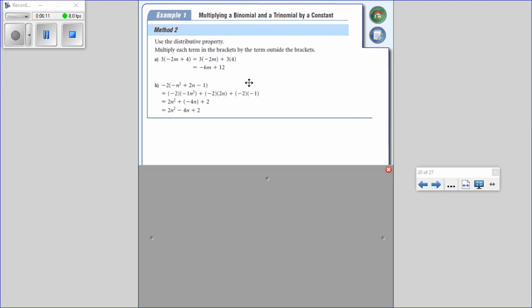If we wanted to do it a different way, so method 2, we don't have to do the thing with the tiles. We could just look at the coefficients of these numbers. Okay, so we have a 3 and a minus 2, and a 3 and a 4. So we have to apply that 3 to every part of here. So we have 3 times minus 2m, and then 3 times 4. We're just breaking that up into 2 pieces and being careful with our negative sign, putting them over here. So we have 3 times minus 2 is minus 6m. And then 3 times 4 is 12, and that's just 12, no m or anything. And you can see down here, same idea.